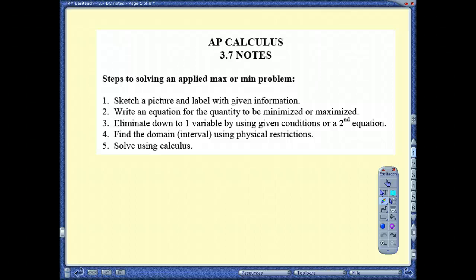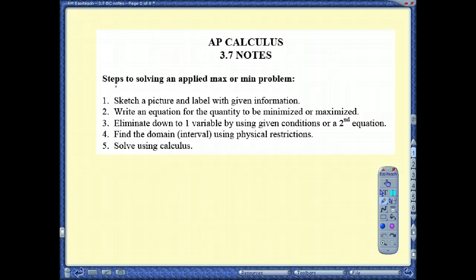Well, welcome, Calc students. We are going to cover section 3.7, which is applied max and min problems. When we covered our absolute mins and absolute maxes on open intervals, it's going to be the same concept, only now it's going to be in word problem form.